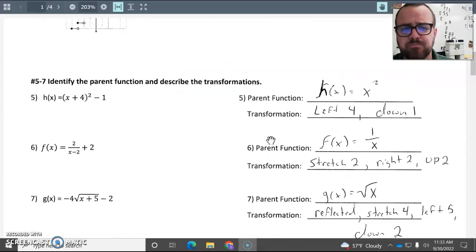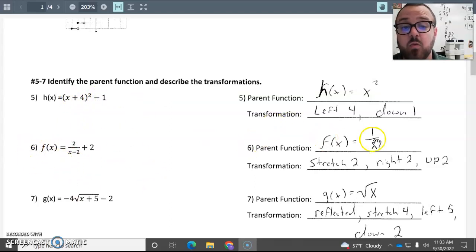The next section from your practice quiz is, again, identifying your parent function and then talking about the transformations based on what you see in the function. That's understanding our A, H, and K and what those are doing. For number 5, this one is being moved to the left 4 and down 1. You see a plus 4 on the inside and minus 1 on the outside.